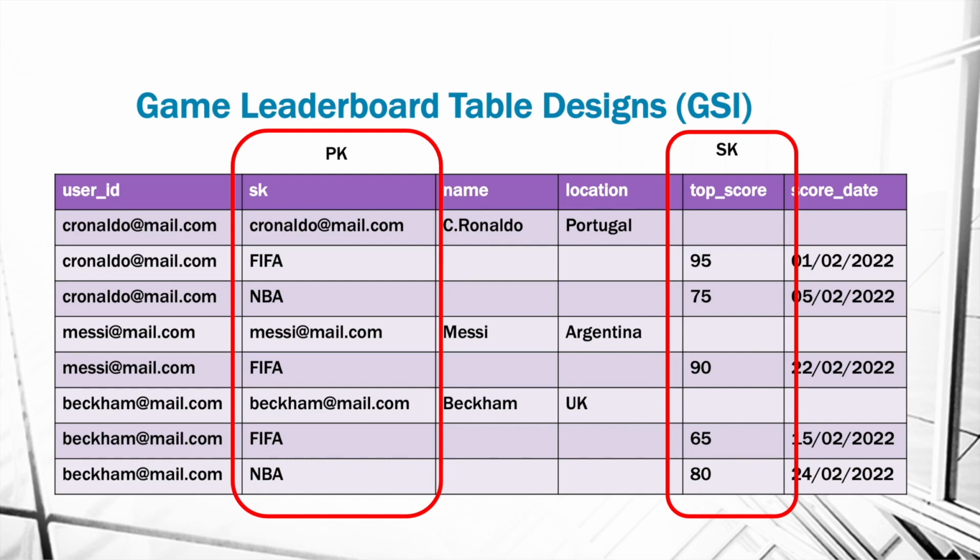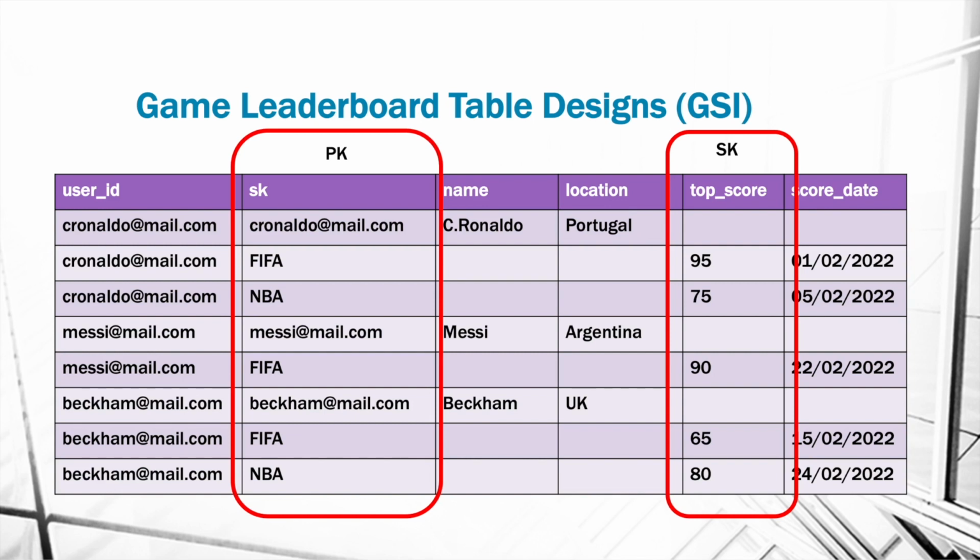Let's go back to our example. We can use SK as the partition key and the top score as the sort key for this GSI. This means that we can query by SK equal to FIFA to get a list of players sorted by the top score. That is the way we can achieve the leaderboard table design.